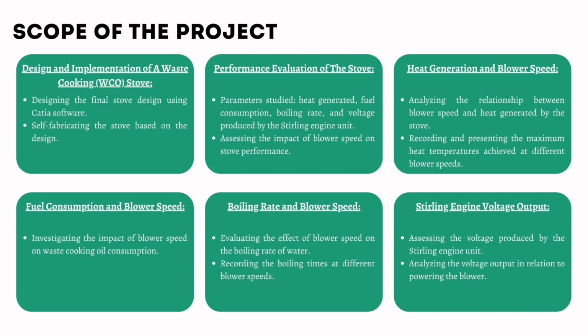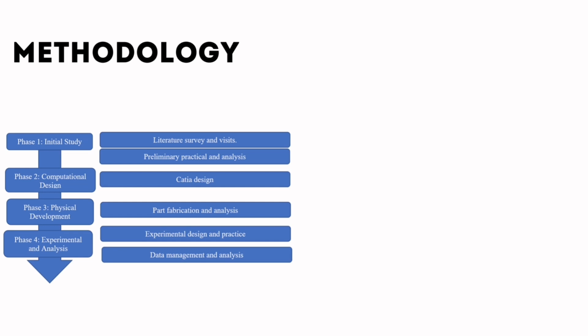The scope of the project involves first, design and implementation of a waste cooking stove. Second, performance evaluation of the stove. Third, heat generation and blower speed. Fourth, fuel consumption and blower speed. Fifth, boiling rate and blower speed. Sixth, Stirling engine voltage output. Now, we will go through the methodology.